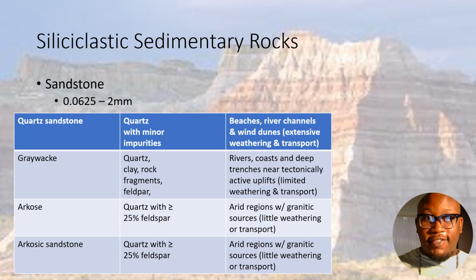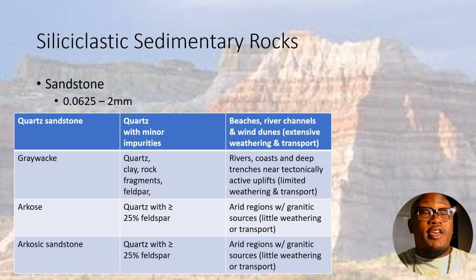Then we have sandstones, and sandstones, they have a whole bunch to them. I have a few pieces of sandstone from Texas, and I have some from North Carolina. They look completely different. The first type of sandstone I would like to mention is quartz sandstone. Quartz sandstone has lots of quartz in it, and it has no impurities in it.